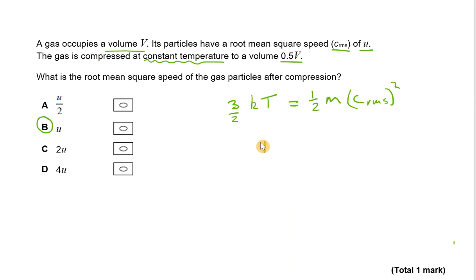So what we can see is that the C_RMS, the root mean square speed squared, is directly proportional to temperature. So at a constant temperature, there's going to be a constant root mean square speed. So the speed isn't going to change if the temperature remains the same.